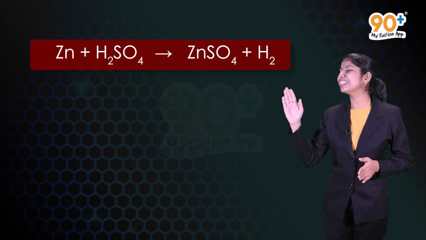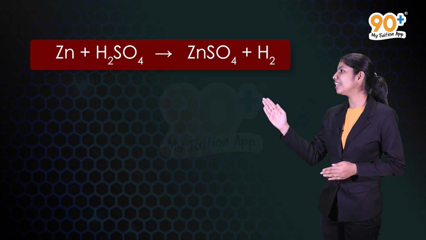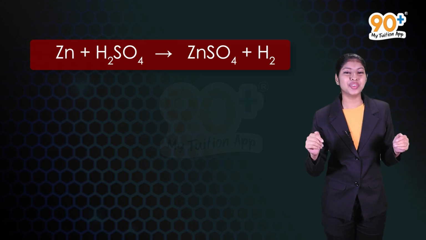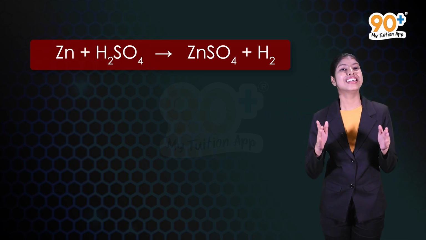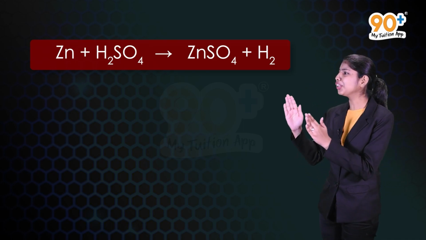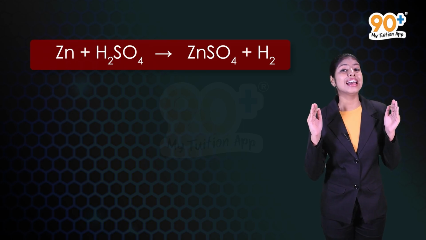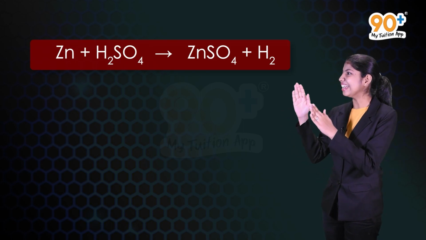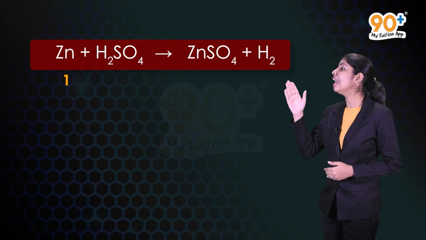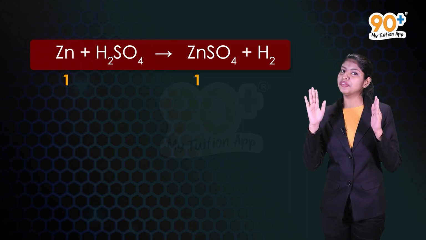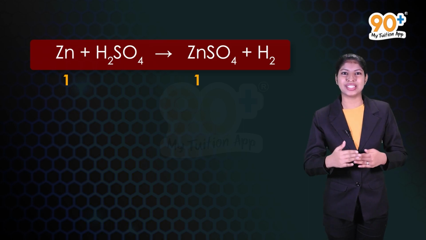Here is another equation, that is Zn + H2SO4 gives ZnSO4 + H2. Now you tell me whether this equation is balanced or not. Observe this equation carefully and tell me how many zinc are present on the left hand side. Yes, 1 zinc is present on the left hand side. Also we can see the RHS has 1 atom of zinc. So we can say that zinc is balanced in this equation.